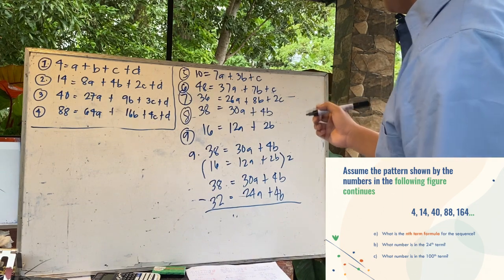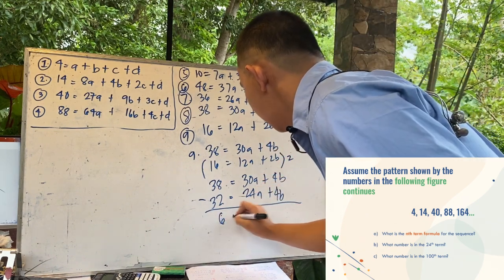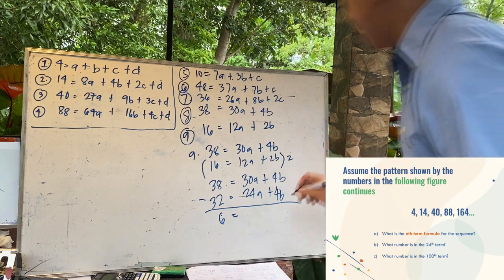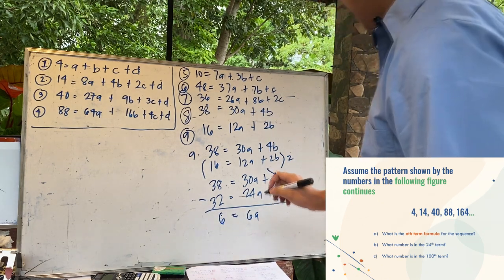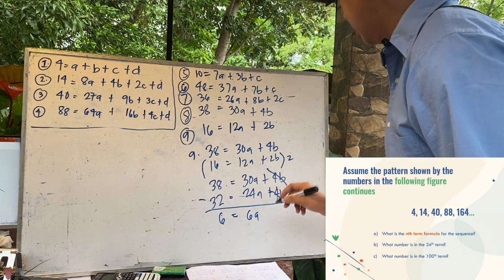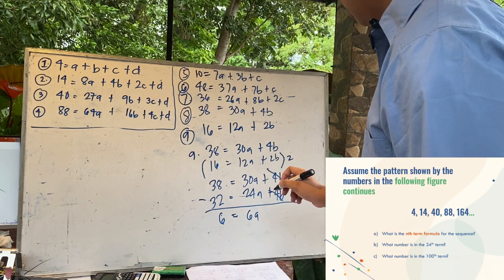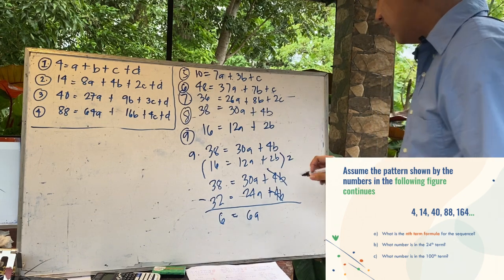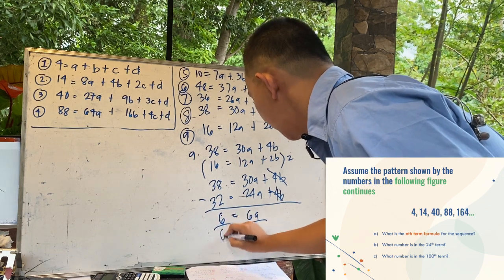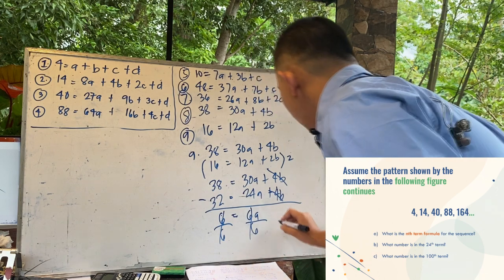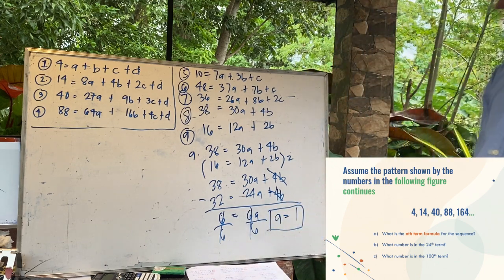And now we subtract. 38 minus 32 is 6. 30a minus 24a is 6a. And now we can cancel 4b. To find a, we have to divide both sides by 6 to cancel out the number 6. So now we have a is equal to 1.